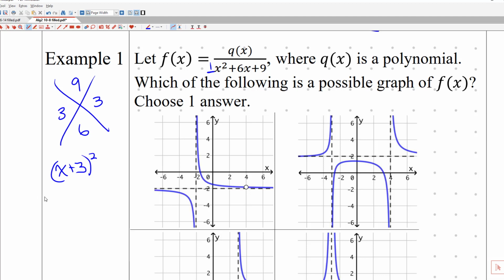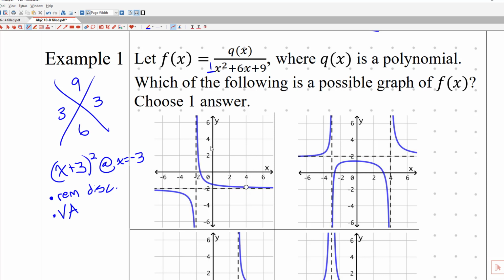So I'll list my possibilities, maybe with bullet points. I could either have a removable discontinuity, and this is all at x equals -3, because you set this equal to 0 and then solve. Or I could have a VA, a vertical asymptote. That's really all I know. So what's happening over here?